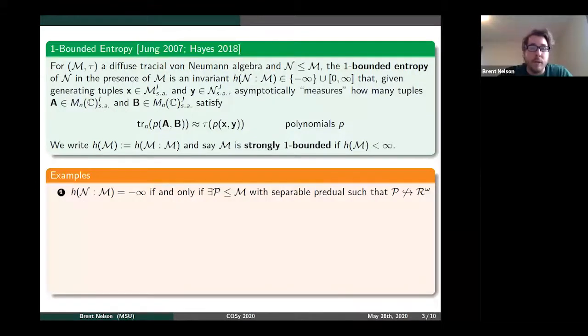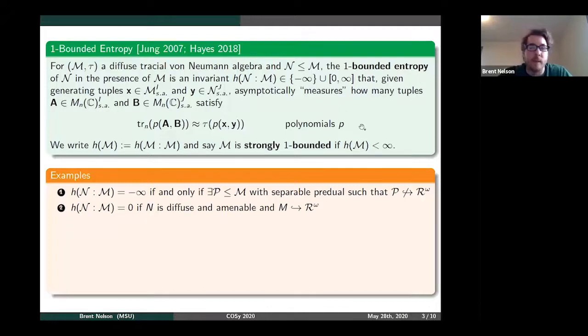So first of all, this will be negative infinity exactly when M has some subalgebra, with separable predual, that fails to embed into R^omega. So if in particular you assume that M itself embeds into R^omega, then this quantity is behaving more nicely. And the minus infinity case is saying that the situation is bad. So for the rest of the talk, we'll be assuming that we're in the case where we embed into R^omega. And so we really only are thinking of this invariant as being valued between 0 and infinity here.